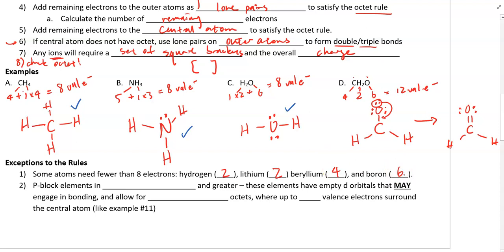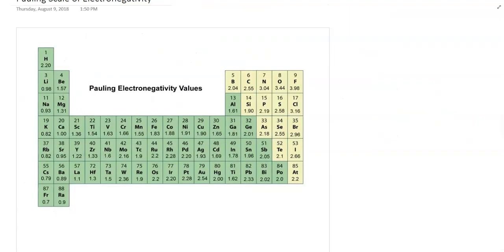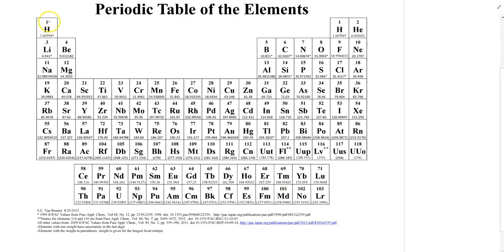In case you're wondering why those, if you look back at a periodic table, we have hydrogen, which we mentioned earlier. Lithium, which is in the same group as hydrogen, so it'll behave similarly. It only needs 2 valence electrons. Beryllium is the next one that needs 4. Boron is the next one that needs 6. And back to carbon now, which we know needs 8.